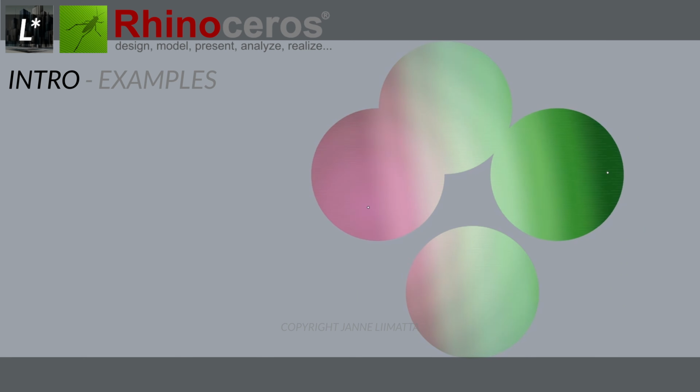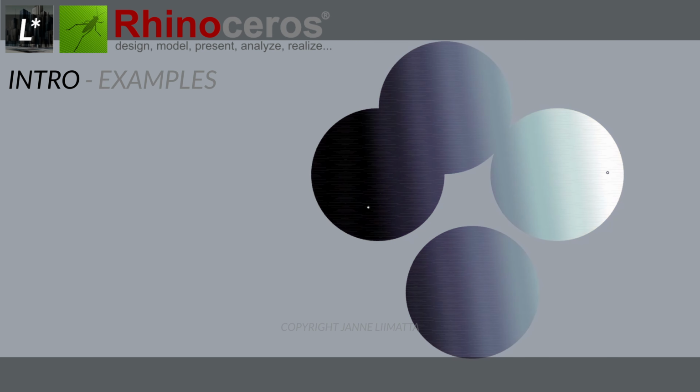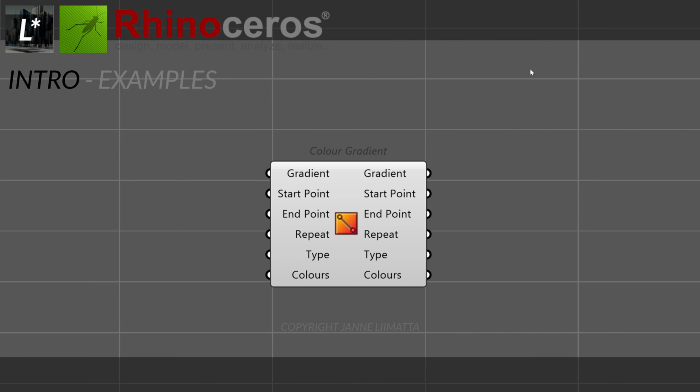By watching this video, you will learn how to create gradients based on distance between 2 points and learn how to apply these gradients to display them on your model hatches. This time we'll be using the color gradient component, which can be found in the Rhino tab in the drafting section. Let's get to examples.